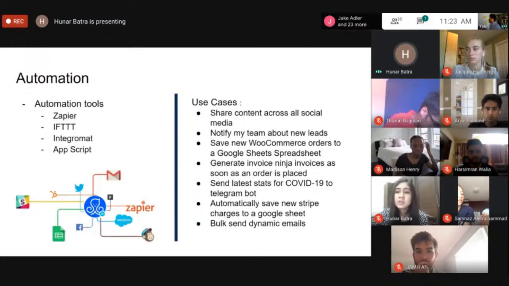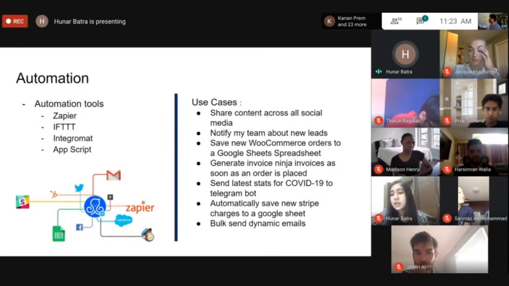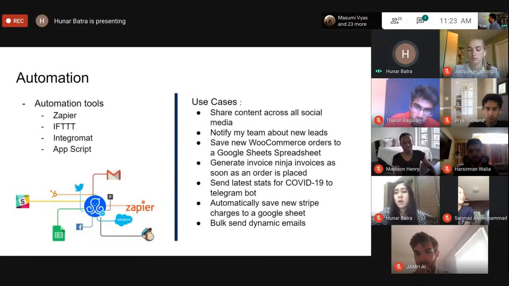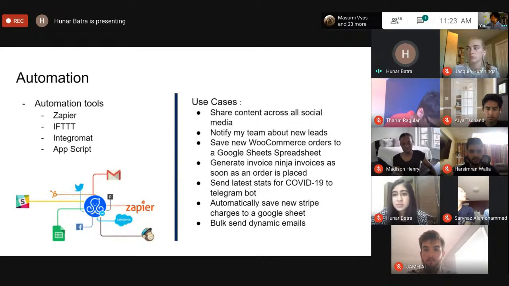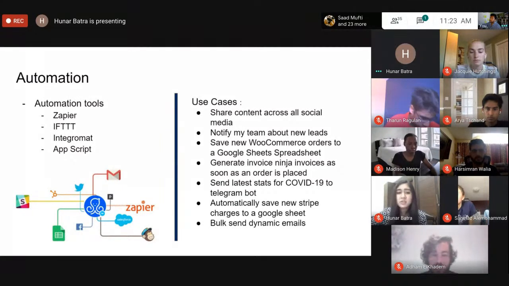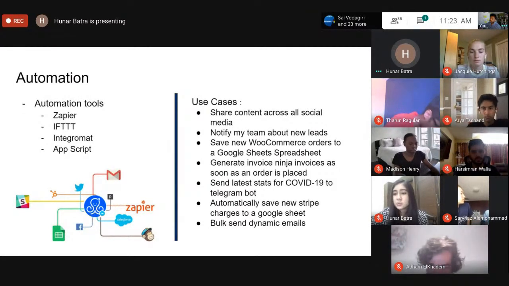There are various tools like Zapier, If This Then That, Integromat, and AppScript that can help you do a lot of things. You can easily bulk send dynamic emails. You can share content across all social media platforms just by automating it. You can notify your team about any new leads on your website. You can save new WooCommerce orders to a Google Sheet. You can generate invoices as soon as an order gets placed using Integromat.